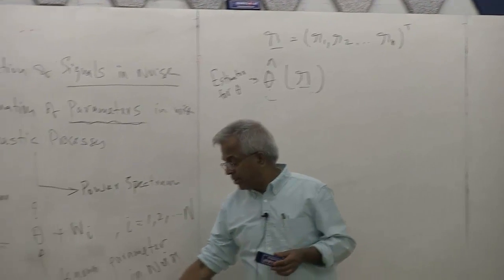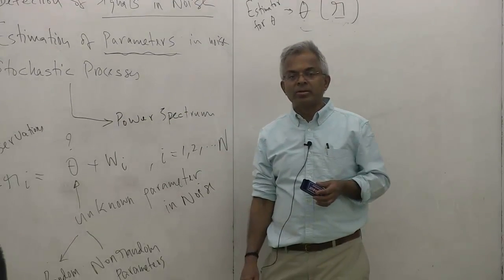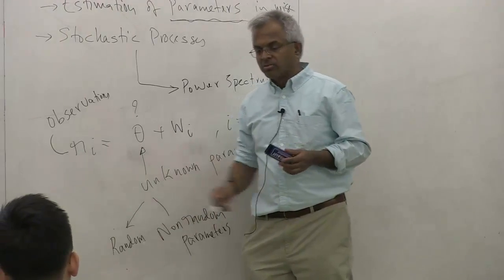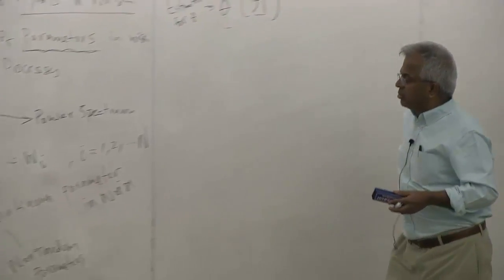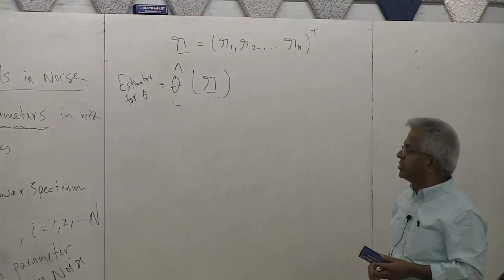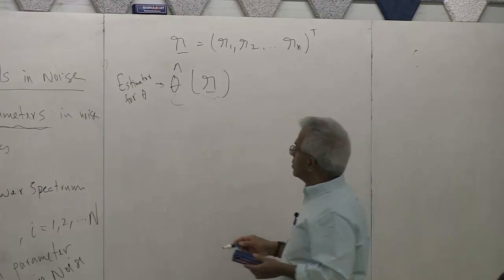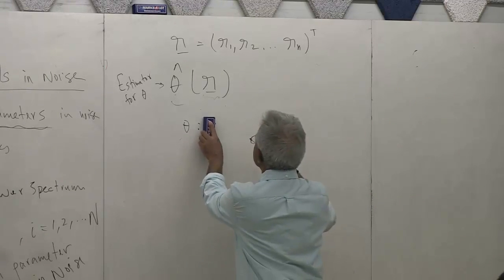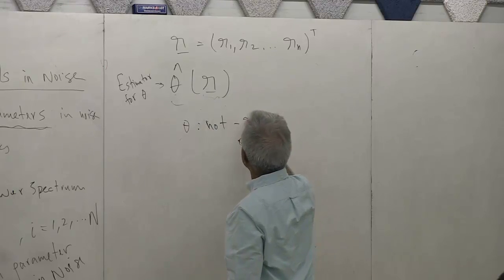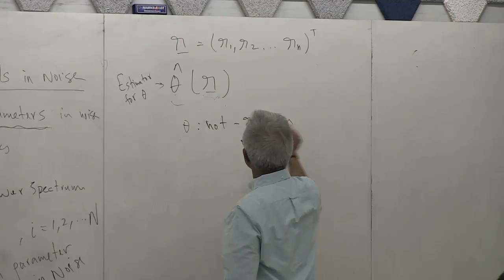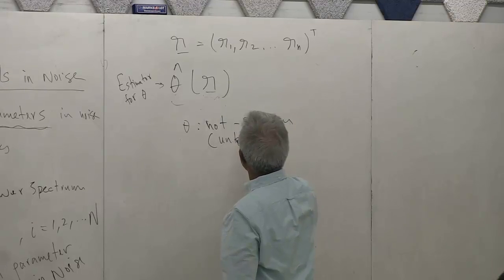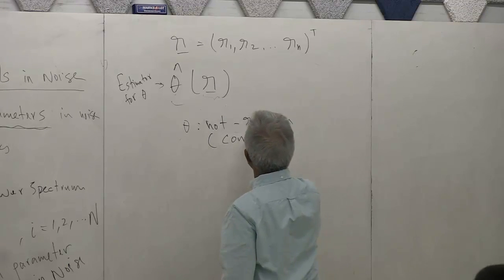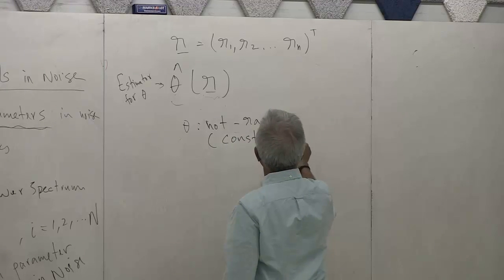But then that may not make much sense when the parameters themselves are random. So we will deal with both the cases of estimation. So as I said, if the parameter is non-random, that means simply unknown. In other words, the parameter is a constant but unknown.